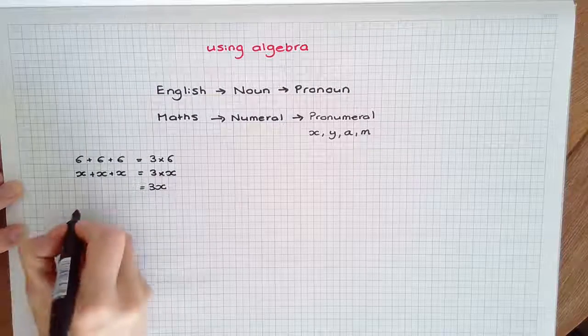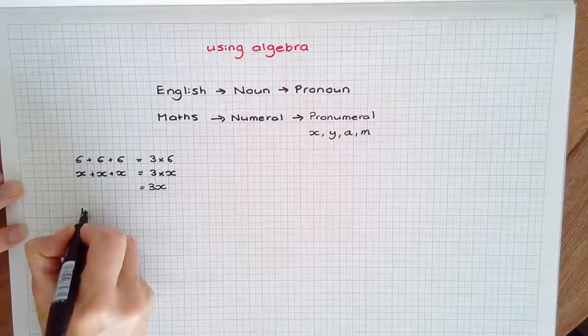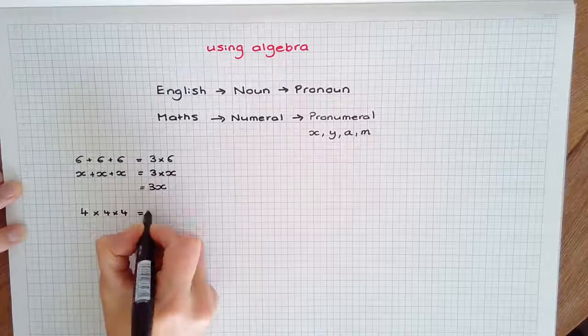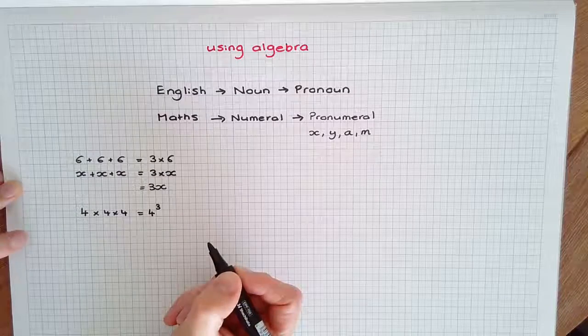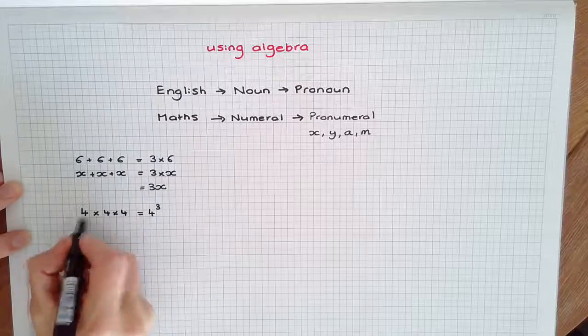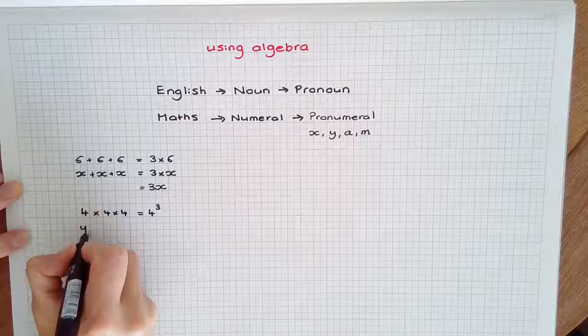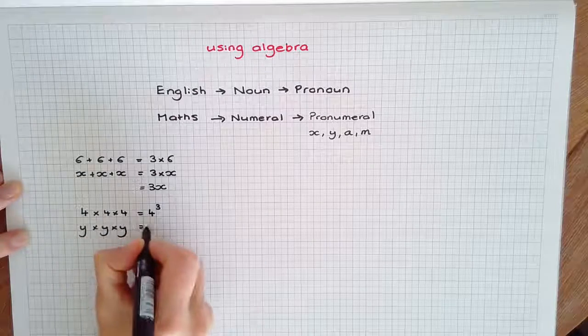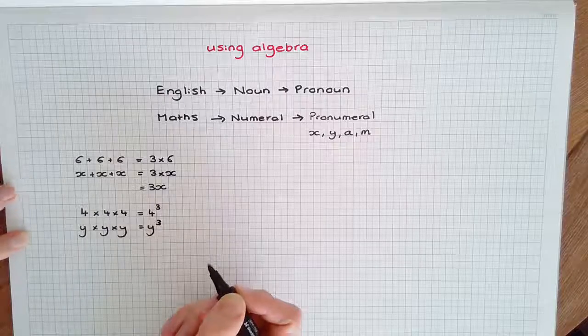Let's try another one. In number, we would know that we could rewrite 4 × 4 × 4 using index notation as 4 to the power of 3. Similarly, in algebra, if the letters are known, say it's y × y × y, we could rewrite it as y to the power of 3.